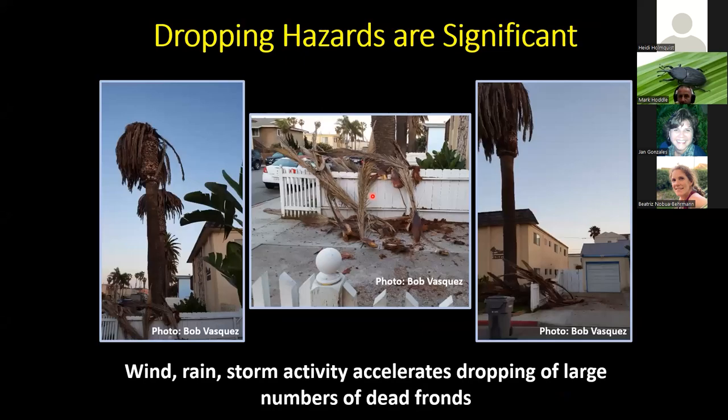So these dead fronds present a significant dropping hazard. And you can see from these photographs here at Imperial Beach that when the wind blows, the fronds fall down. They obviously hit these fences here. They land on the top of cars. They present a significant hazard to people and pets, especially young children. The bases of these fronds have wickedly long and sharp spines, which can easily pierce the bottoms of your shoes and go through your pant legs and do quite a bit of damage.